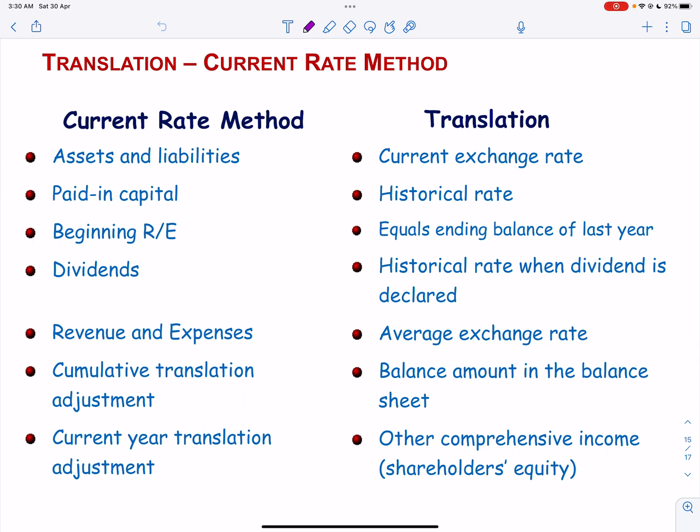When translating dividends, it applies the historical rate when the dividend is declared. When translating the revenues and expenses, it applies the average exchange rate because sales take place throughout the year. The cumulative translation adjustment is recorded in the balance sheet, and the current year translation adjustment is recorded under other comprehensive income in the balance sheet.